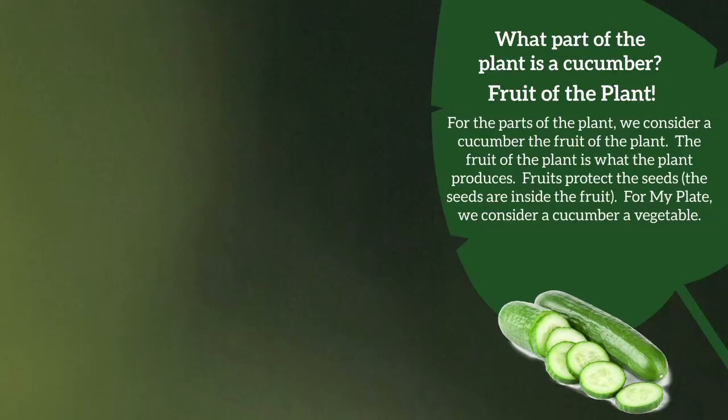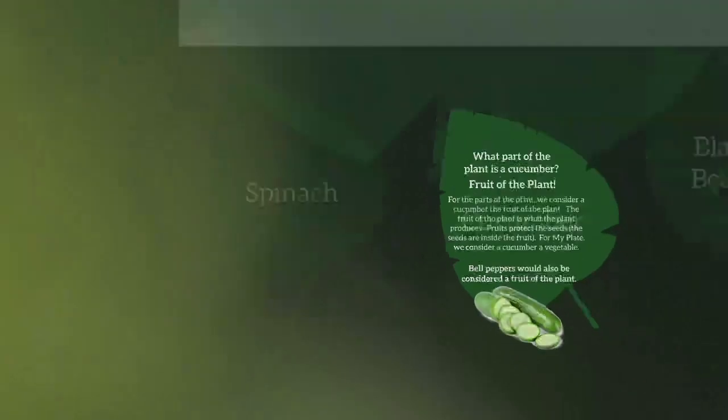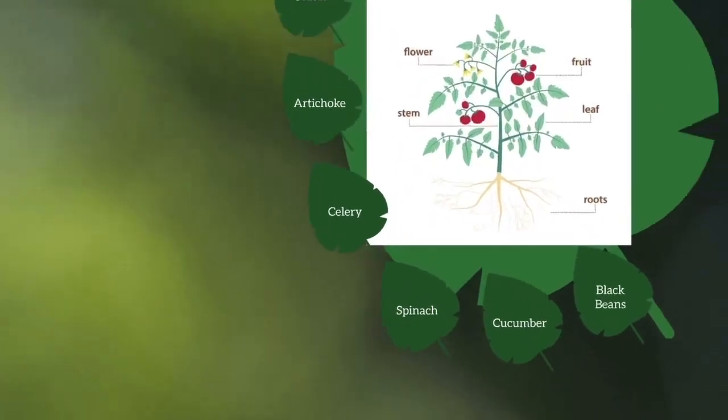Fruits protect the seeds. The seeds are inside the fruit. For the My Plate, we consider the cucumber a vegetable. Bell peppers would also be considered the fruit of the plant. That was a tricky one.